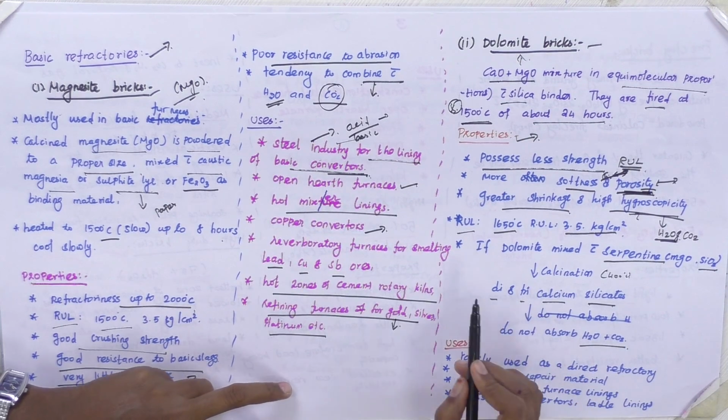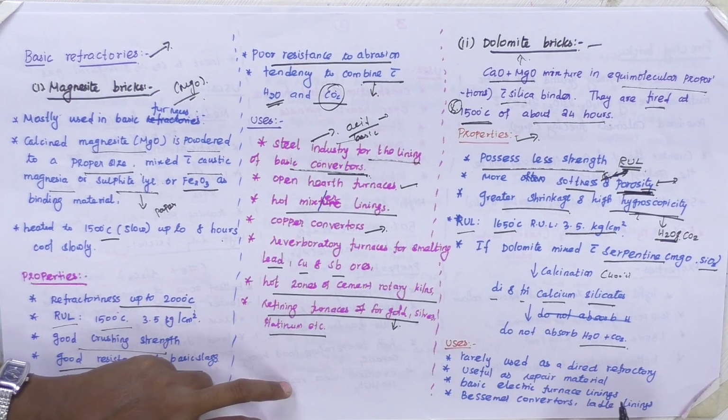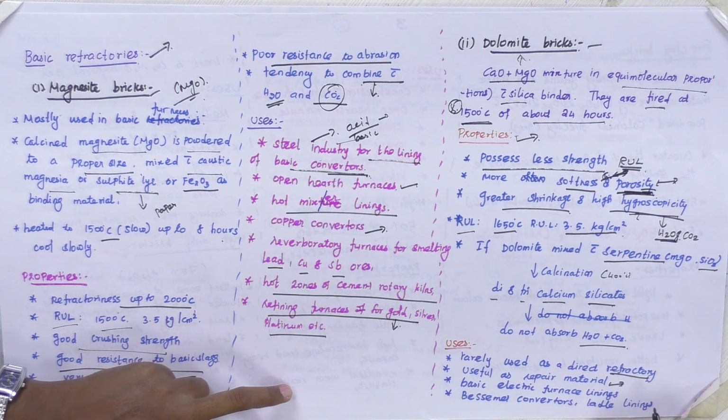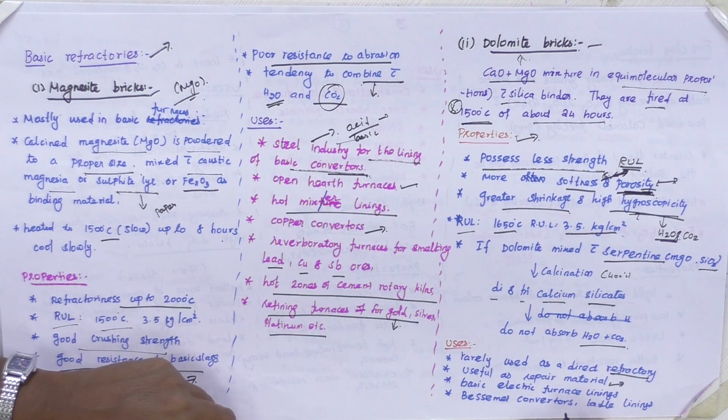Where we are using these dolomite bricks: it is rarely used as a direct refractory because of its softness and also greater shrinkage, but we can use it as a repairing material. And also the dolomite bricks are used in basic electric furnace linings and Bessemer converters and ladle linings.